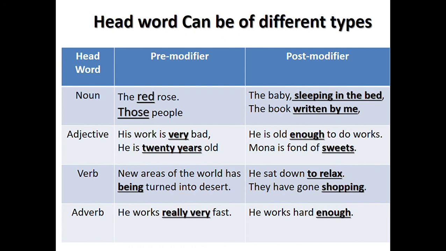post-modifier. Adverb: he works really very fast. Very very fast is the pre-modifier, and enough here, he works hard enough, this post modifier.